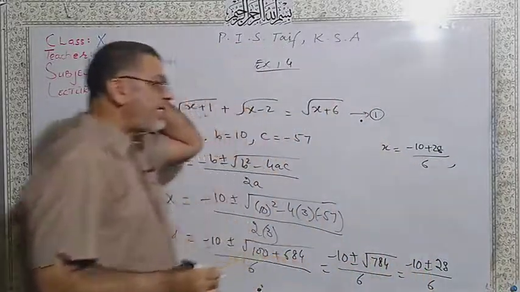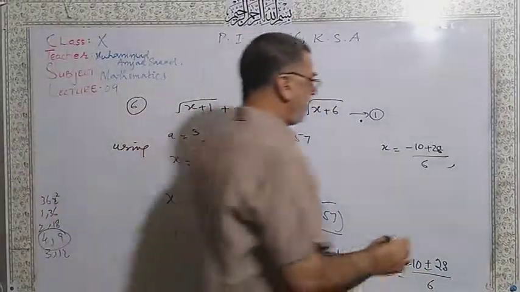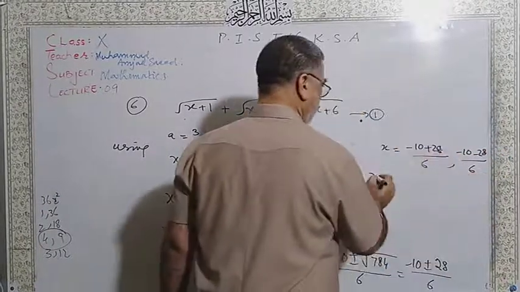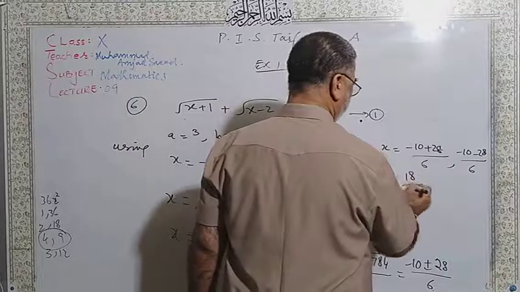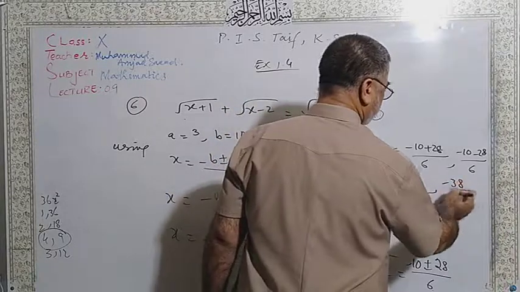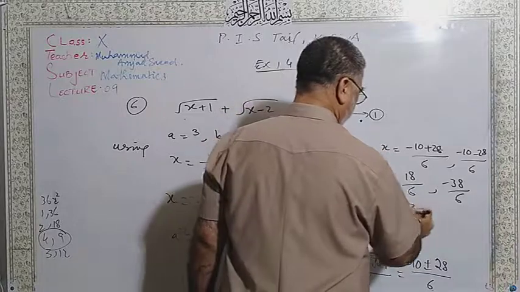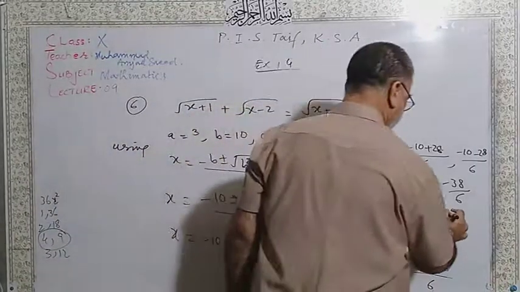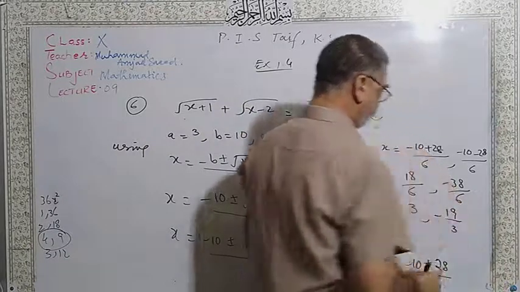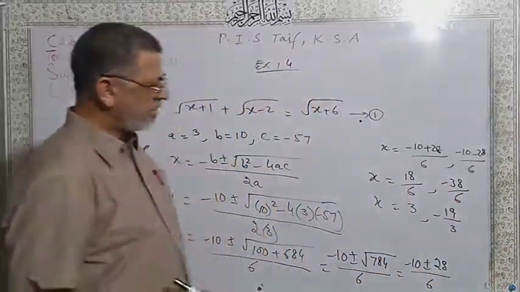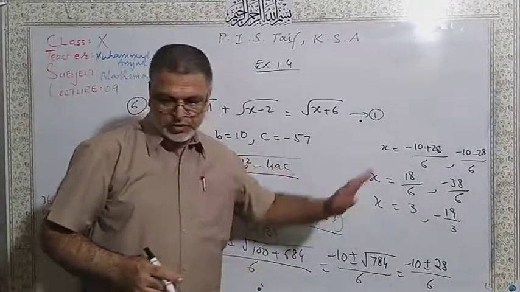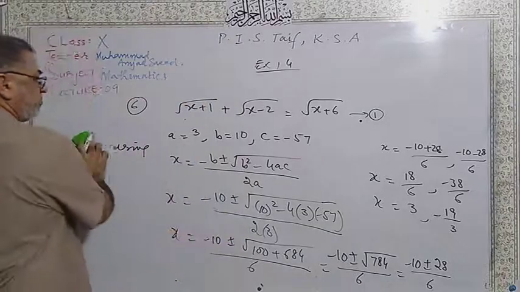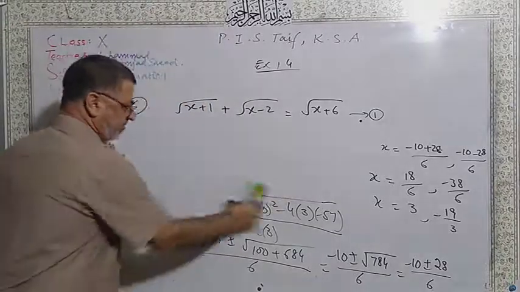x is equal to minus 10 plus 28 over 6. Then minus 10 minus 28 over 6. So x is equal to 18 over 6 and minus 38 over 6. So x is equal to 3 and x is equal to minus 19 over 3. These are two values of x. Here you can check for the extraneous root.